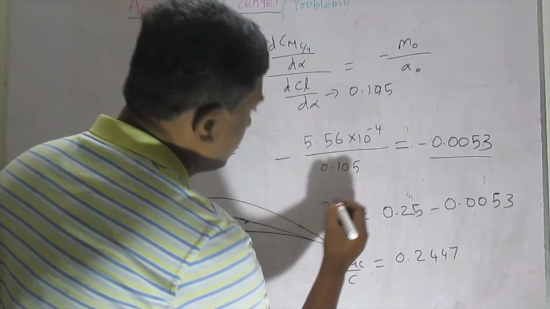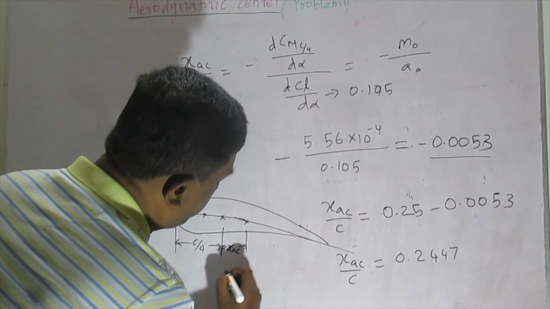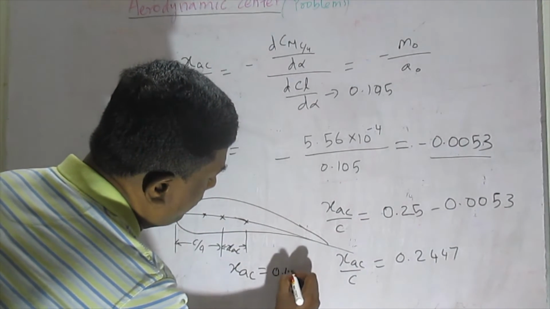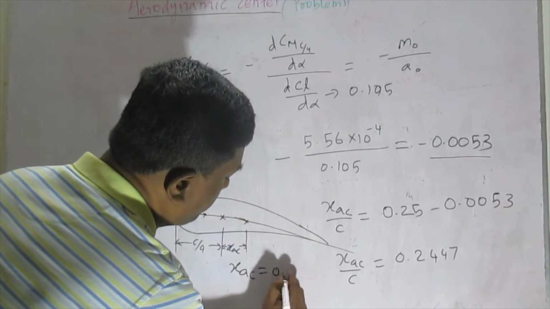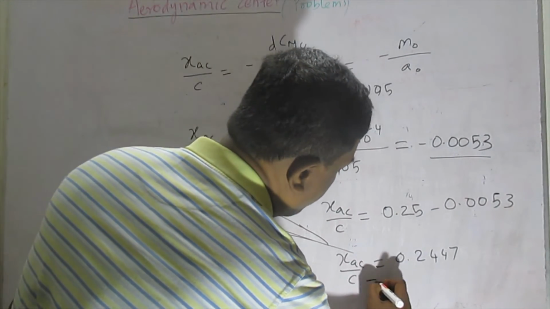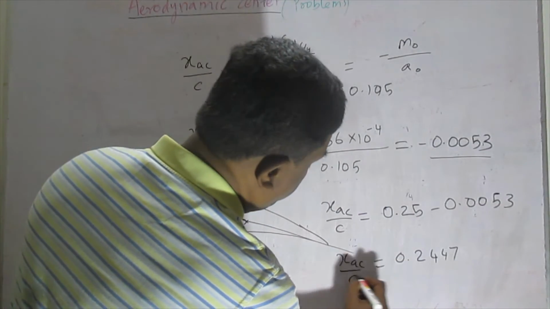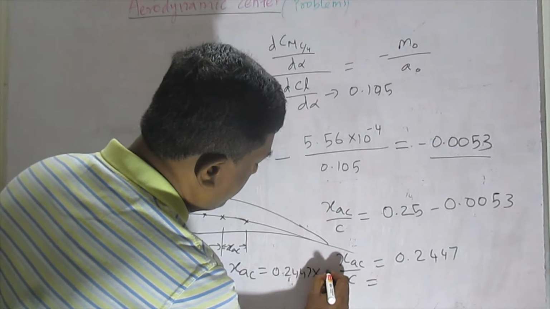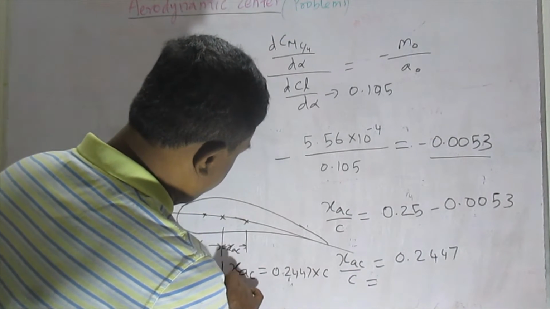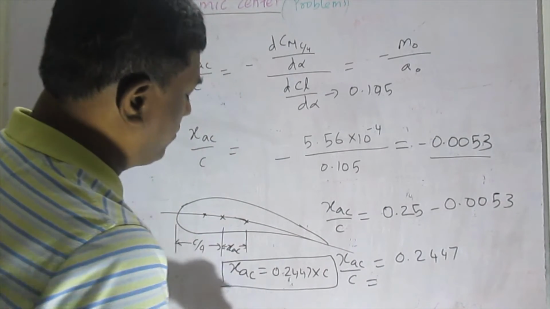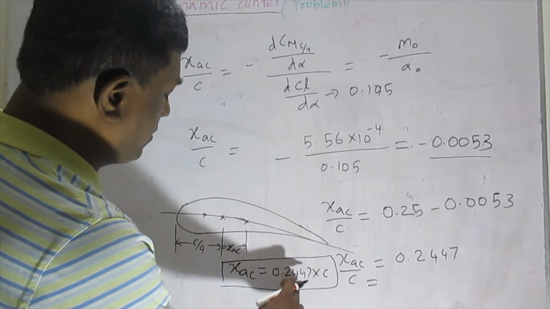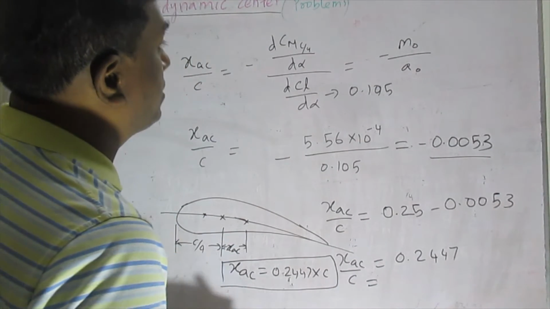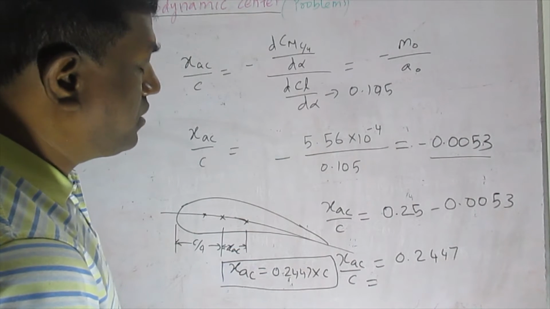That means we can further write XAC is nothing but 0.2447 into C, because we are just doing the cross multiplication. So C is nothing but the chord. In terms of percentage, our aerodynamic center is located at 24.47 percent of the chord. So that is the location. This is how this problem has been solved.